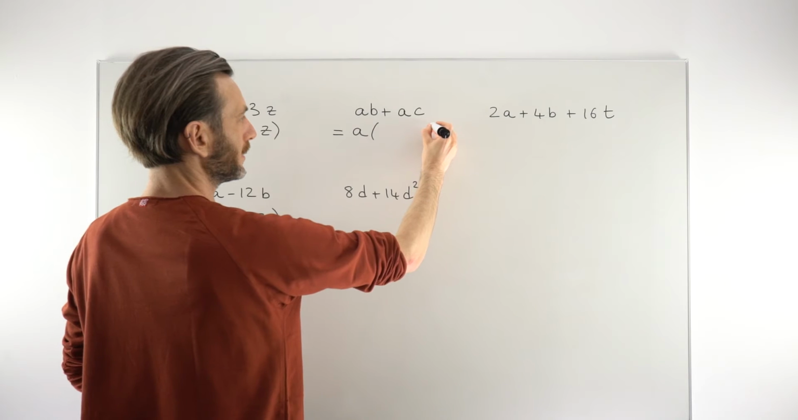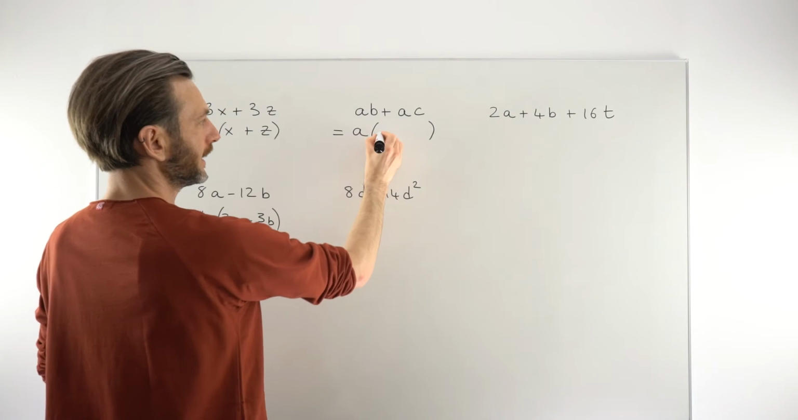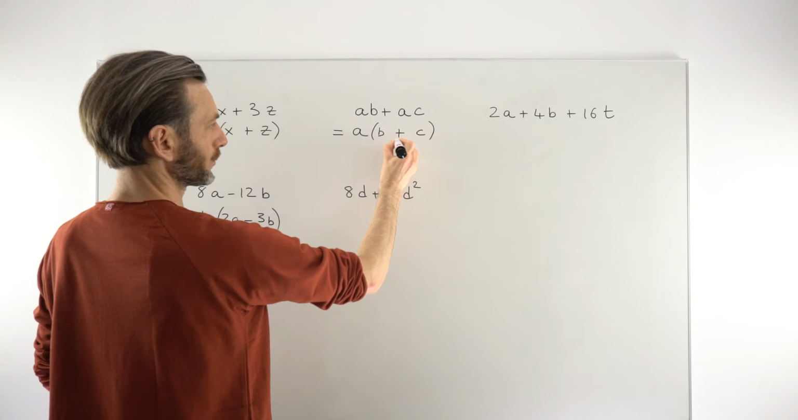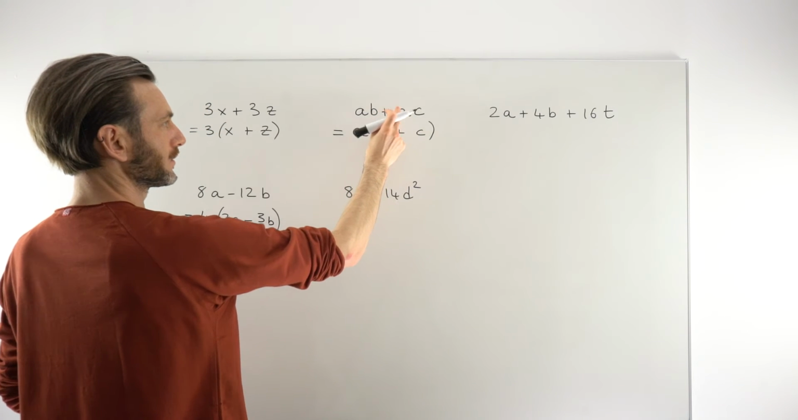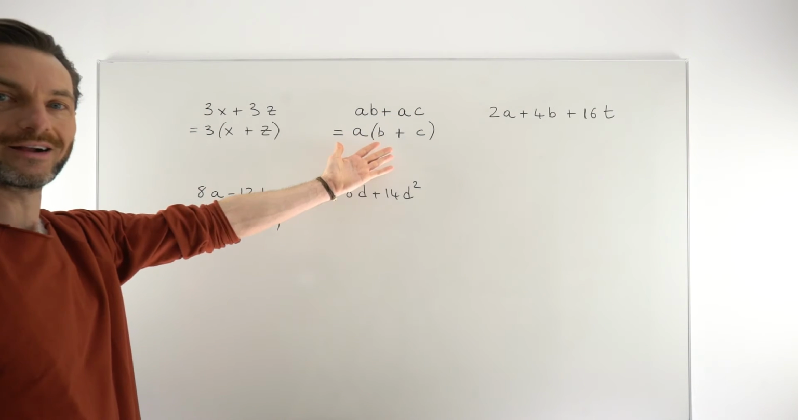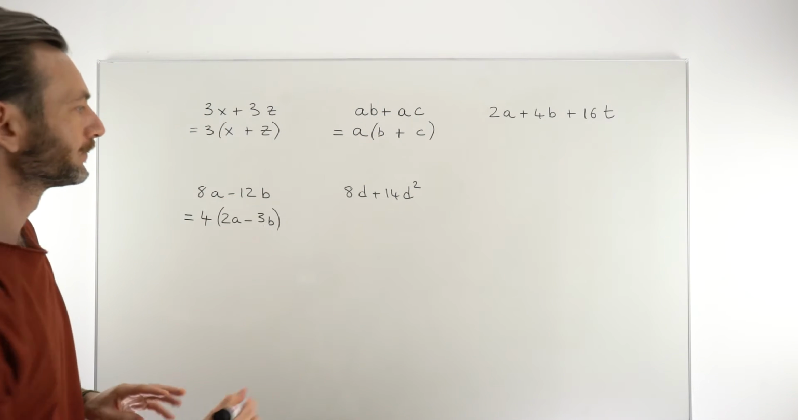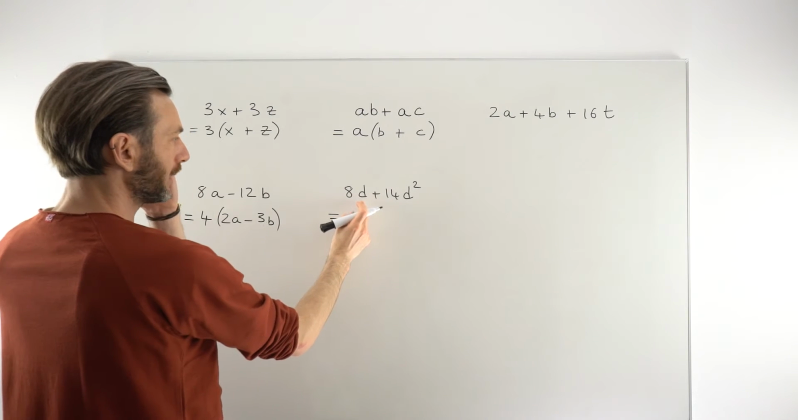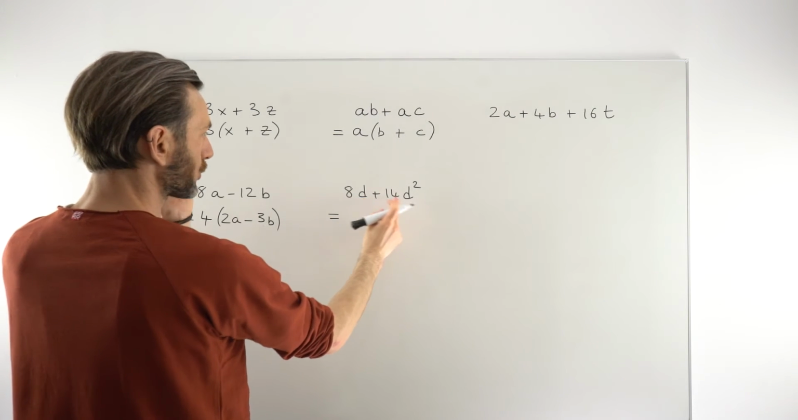So a goes outside the bracket, that's our common factor. A times b would give us ab, and then a times positive c would give us plus ac. So that's that guy fully factorized, quite easy. This guy here is a little more difficult because we can see that it's got a d in each term.